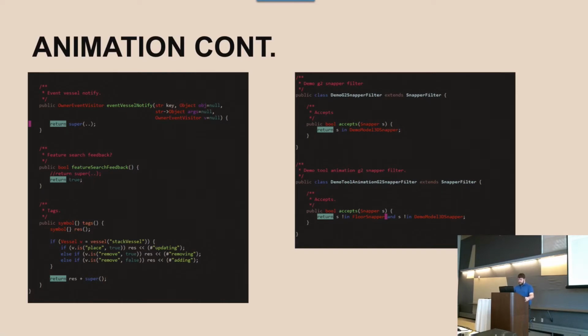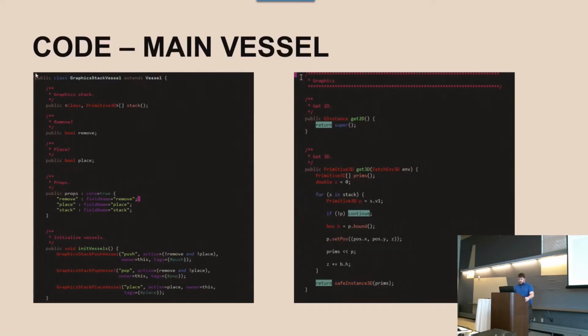Then we have the graphics stack vessel, which just has a stack for the graphics that I collect. It has a boolean for removing and placing. It has properties for remove, place, and stack, so that I can generically access those in other places. Init vessels: this one vessel has three vessels. It has a push vessel, a pop vessel, and a place vessel. And this also has the Get 3D overridden so that it will show you all of the graphics that you have collected.